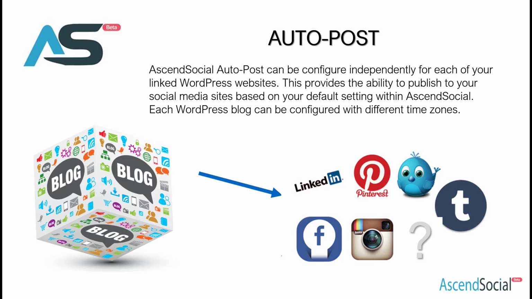So what are we saying? I can have a blog in the UK, a blog in the United States, a blog in Pakistan, and each of them is going to be based on different time zones. And I can use the scheduler inside of WordPress and post that out using the default settings inside of AscendSocial. But how does that all work? Let's take a couple of minutes and take a quick walkthrough to see how the auto post module actually works within AscendSocial.